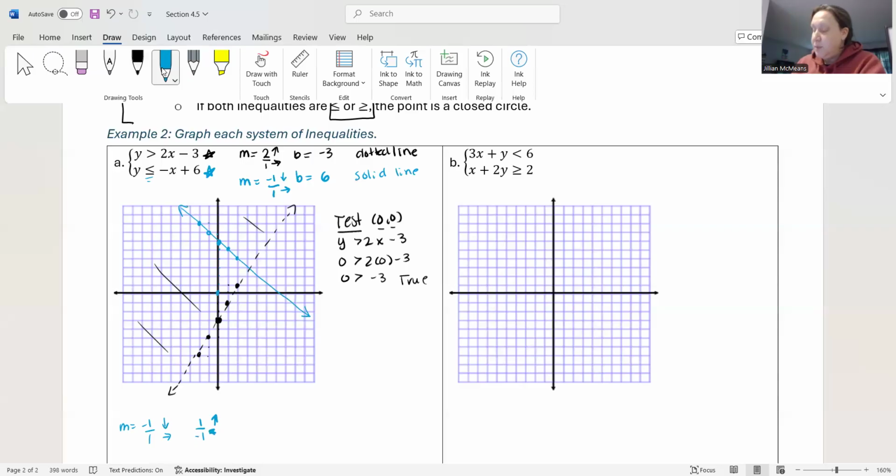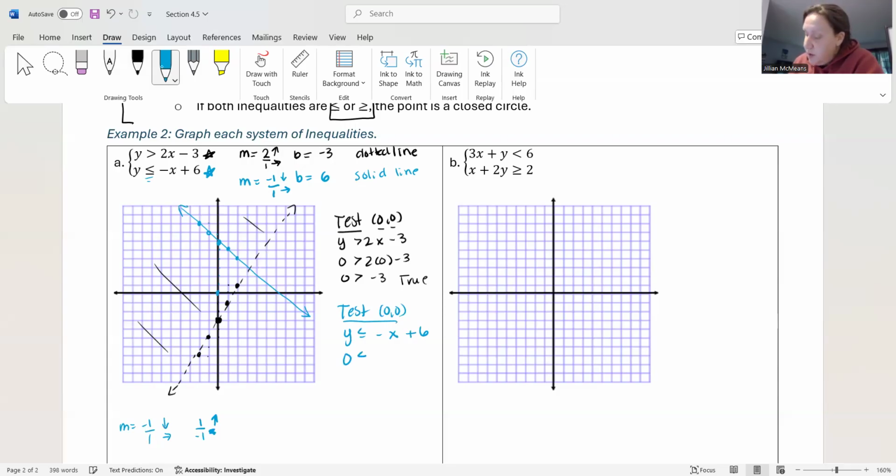And then we need to test a point. So we can test the origin again because it's not on the physical line. So we're going to test 0, 0. Okay, so I'm going to go back to my original inequality, which is y is less than or equal to -x plus 6. Anywhere I see an x and a y, I'm going to plug in zeros.